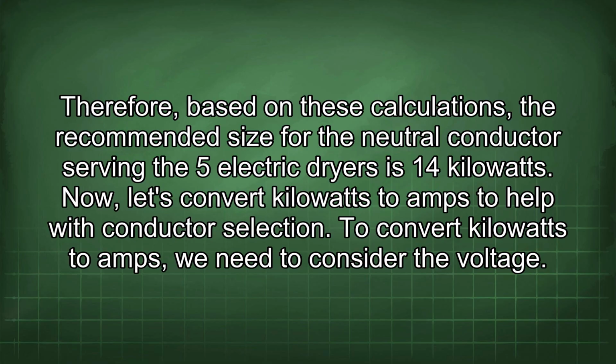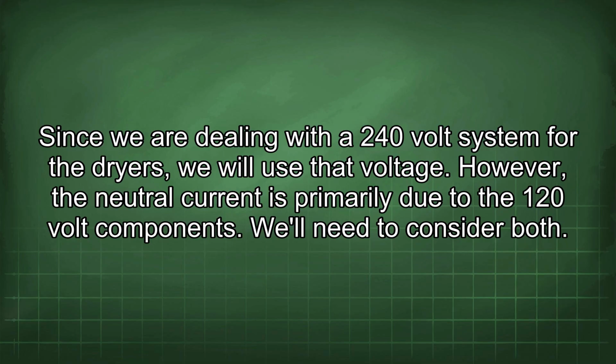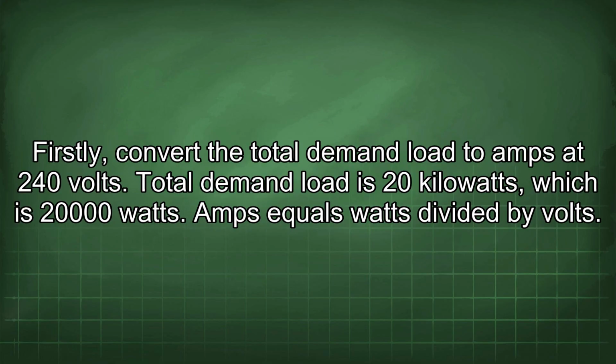Now let's convert kilowatts to amps to help with conductor selection. To convert kilowatts to amps, we need to consider the voltage. Since we are dealing with a 240 volt system for the dryers, we will use that voltage. However, the neutral current is primarily due to the 120 volt components. We'll need to consider both. Firstly, convert the total demand load to amps at 240 volts. Total demand load is 20 kilowatts, which is 20,000 watts. Amps equals watts divided by volts.